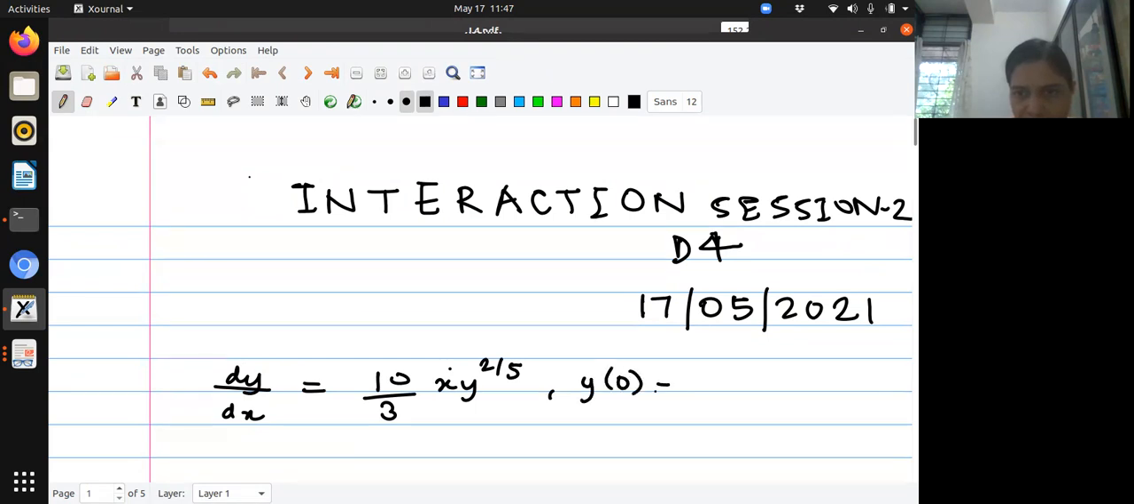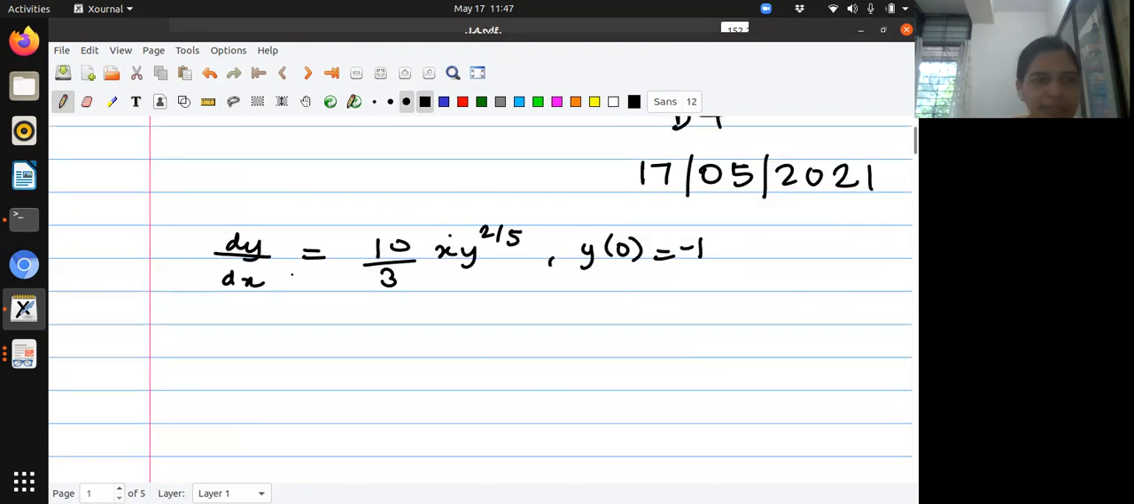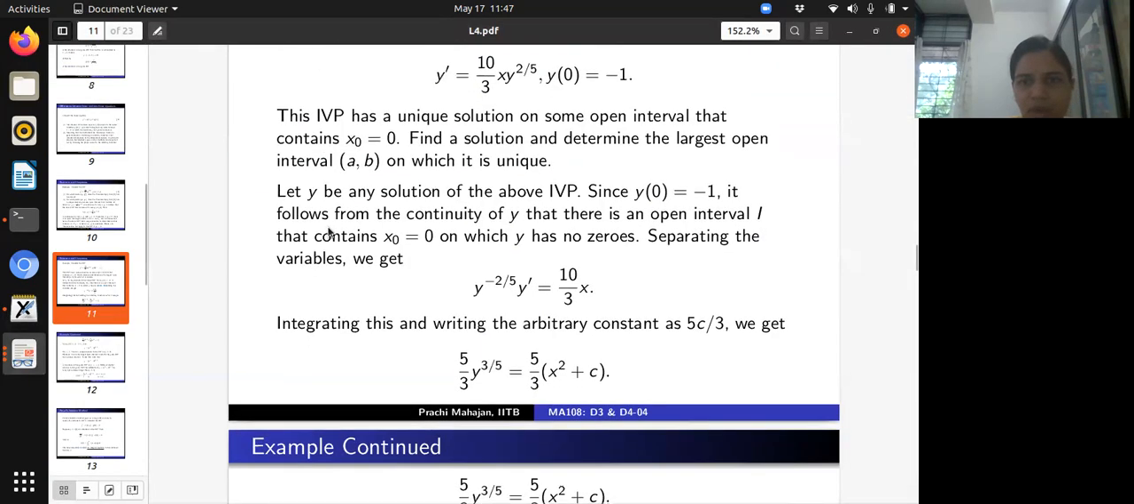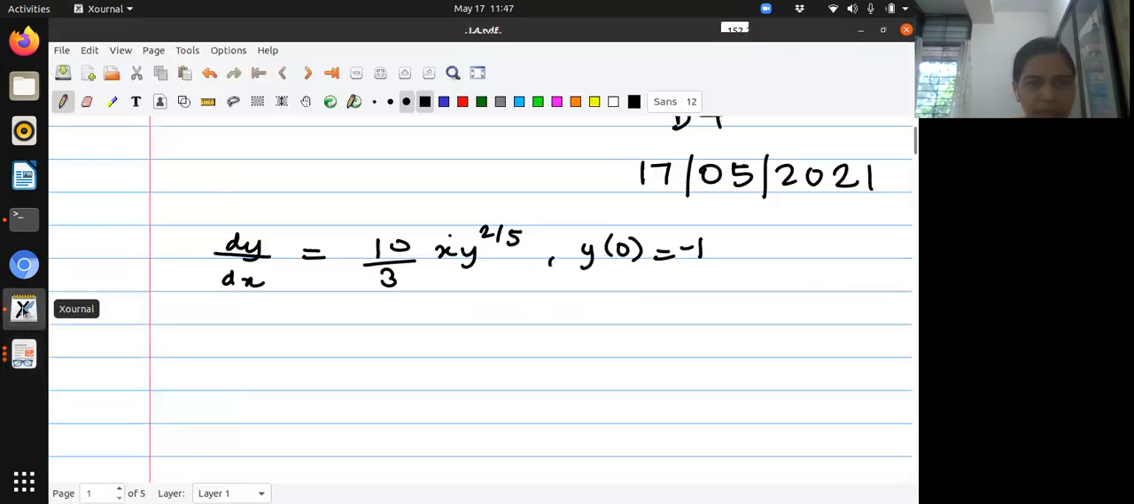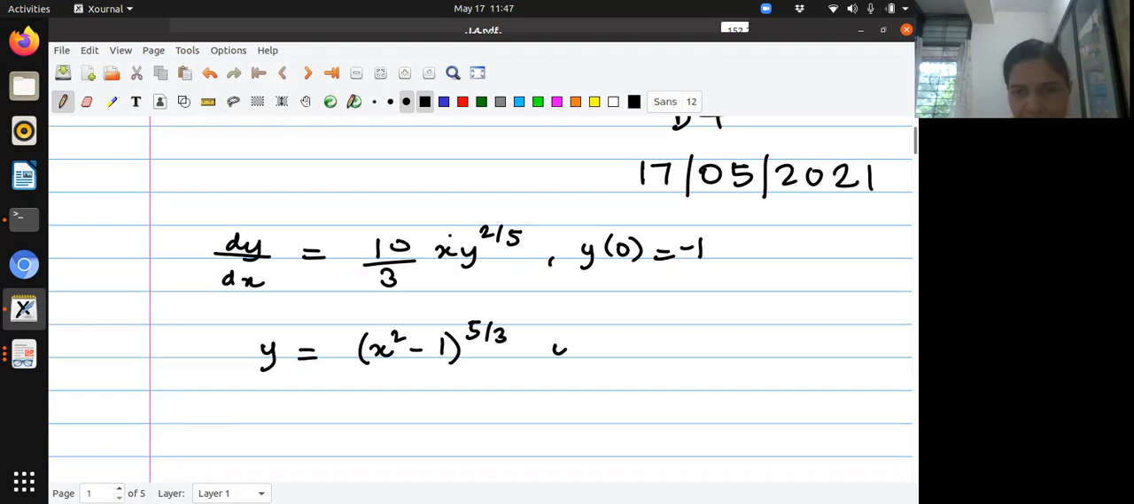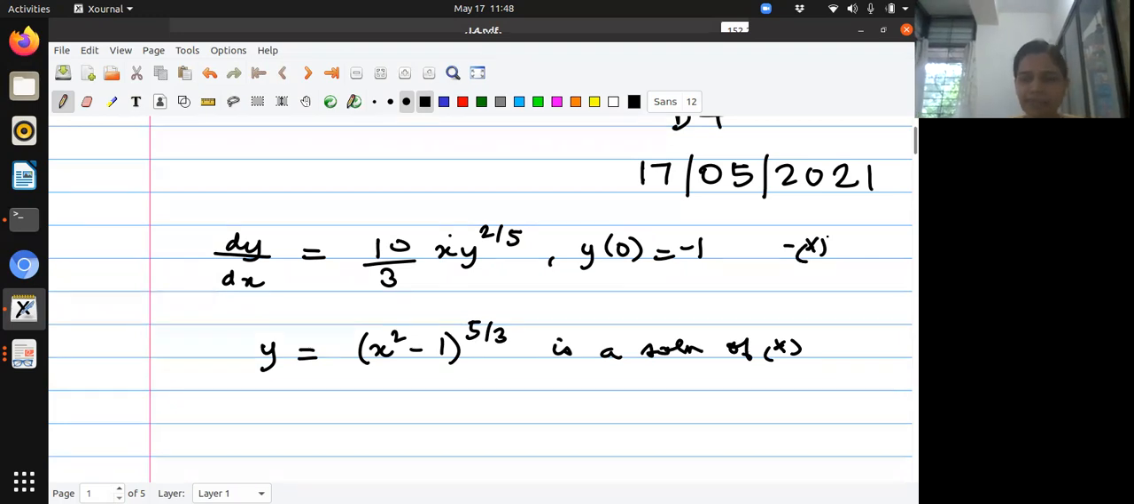y at 0 is minus 1. And so far we said that, what did we say? There is a solution of the form y equals (x square minus 1) to the power 5 by 3. Now, our computation says this is a solution of the initial value problem star on a certain interval I.